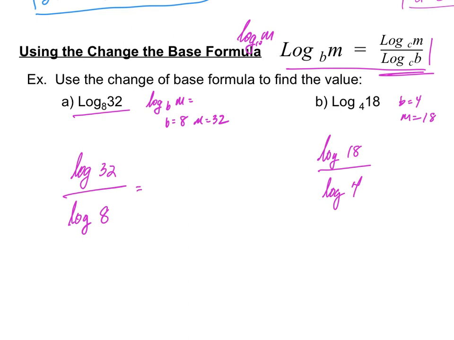Now we can, of course, put those into the calculator. And 1 second here. Are we done? If you were to put those in the calculator, I do believe that this would be 1.667 or 5/3. And this one would be approximately 2.085.